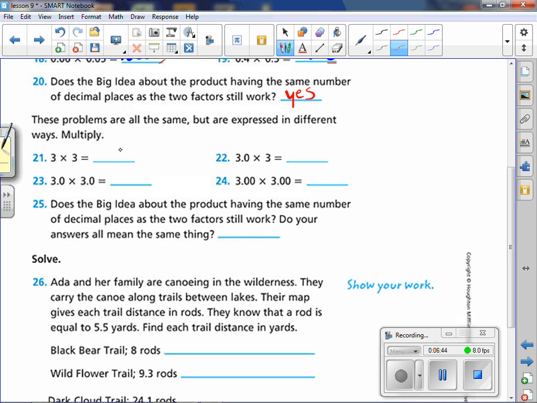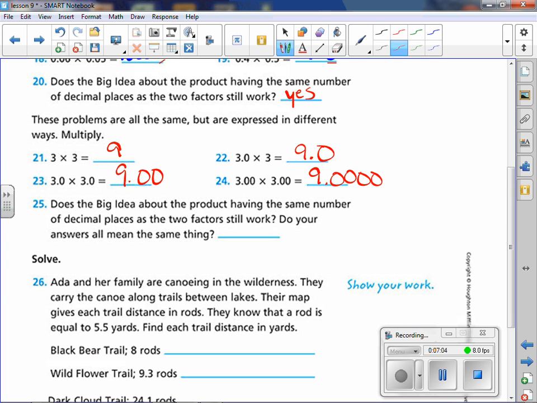So we're just going to multiply them. 3 times 3 is 9. 3 whole times 3 is 9. If you want it to look the same as the other, you just put the decimal in. Okay, 3 times 3 again is 9. This one's got 2 zeros, so it would look like that. It doesn't really change anything. Again, all of those answers still say 9.